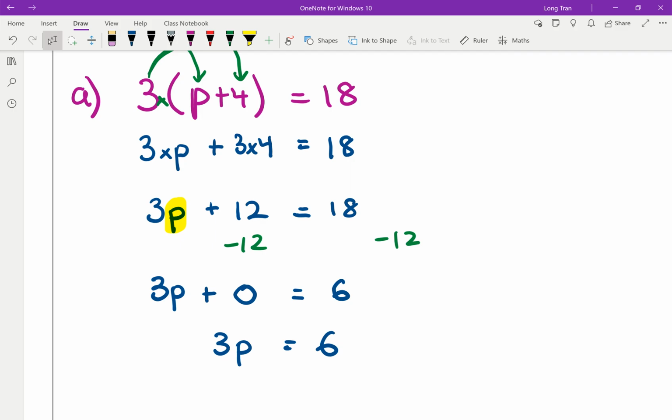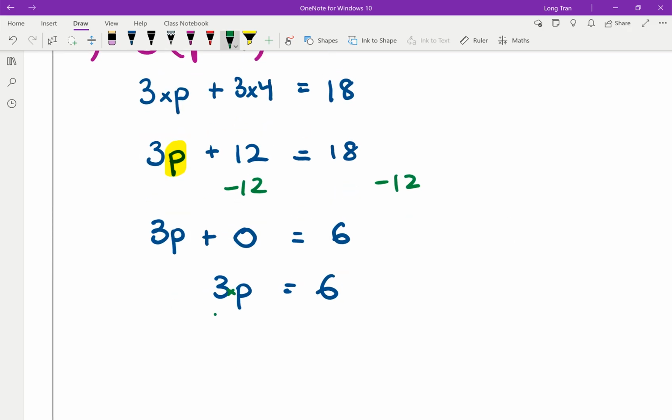I don't want 3P, I only want 1P. How do I get rid of that times 3? You divide it by 3, because it's the opposite of times. Okay, so remember, this means times. So the opposite of timesing is divide. So that's why I'm going to divide 3 on both sides.